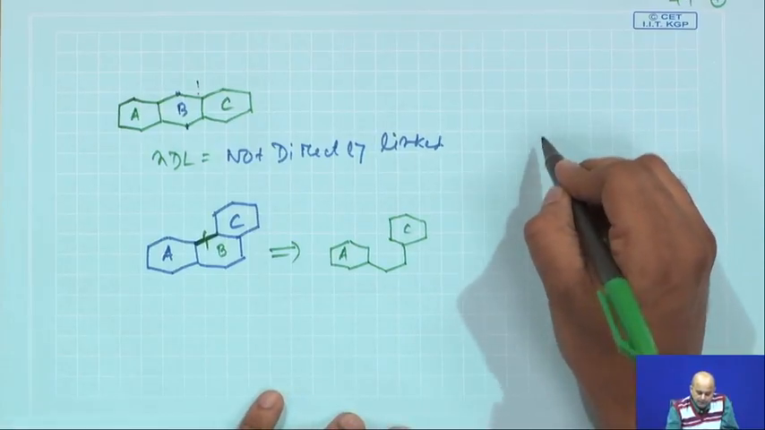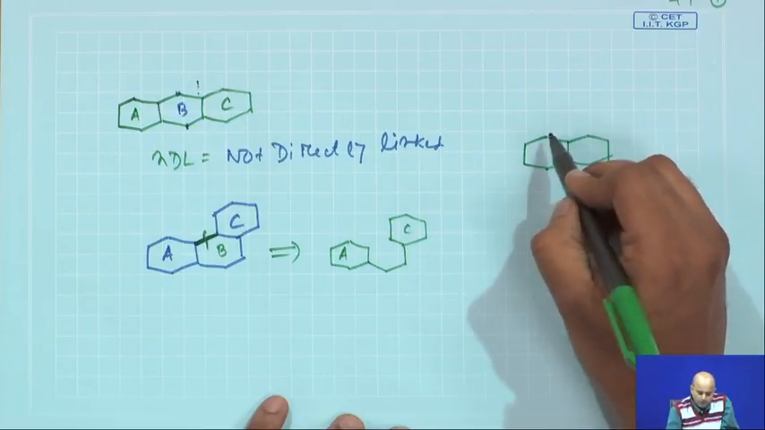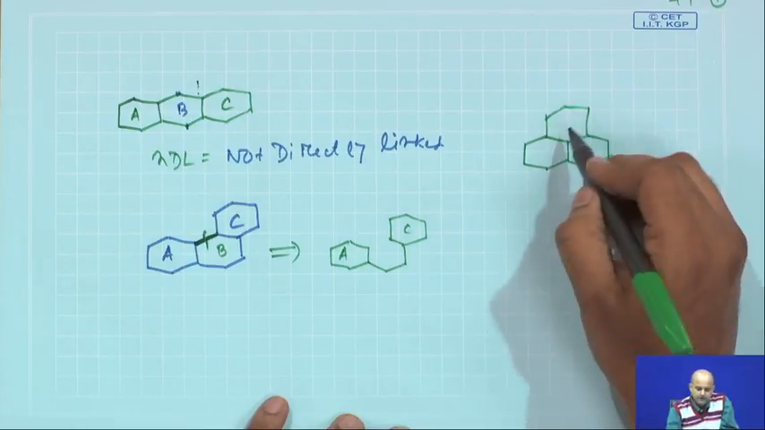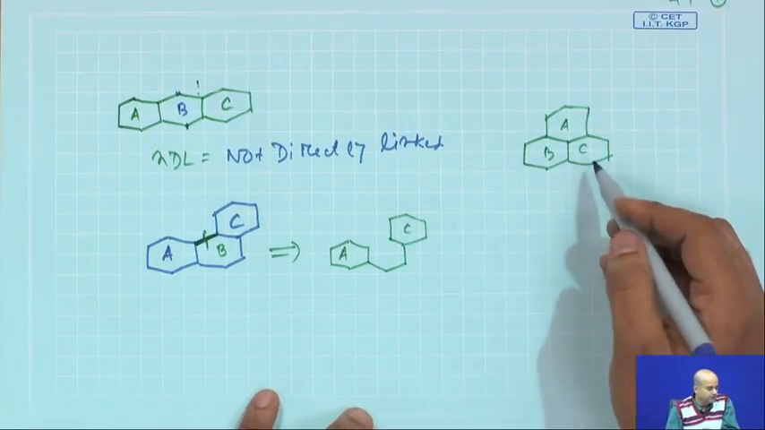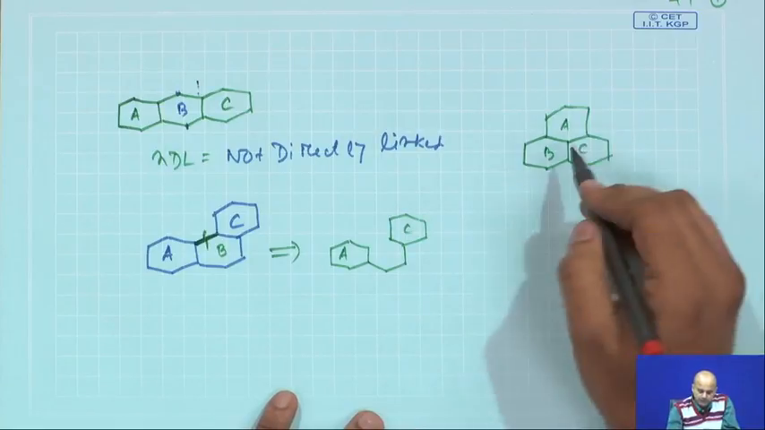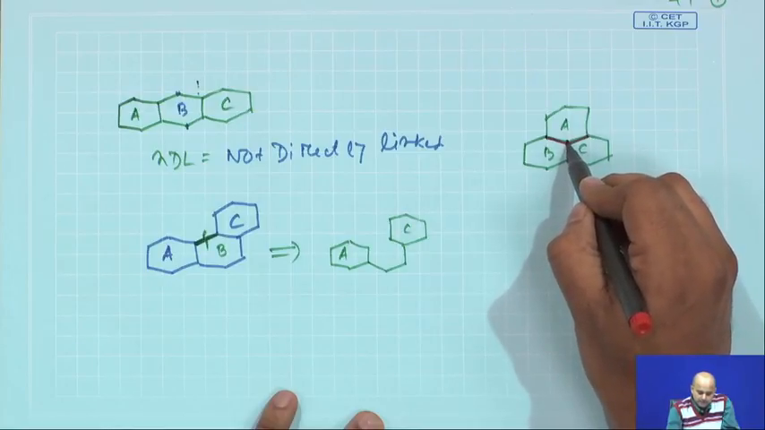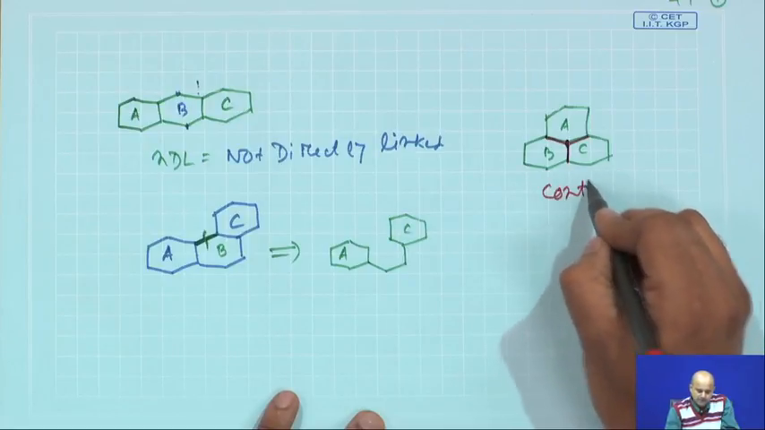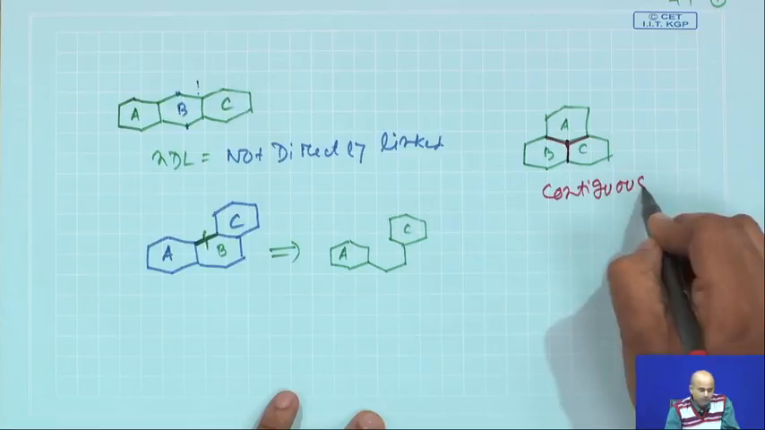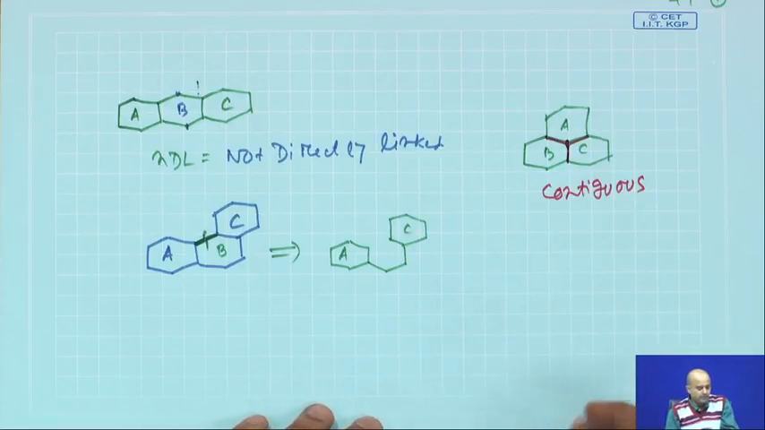Sometimes rings have a common bond altogether, like this kind of topology. ABC rings, we can call these rings contiguous. Contiguous means this particular point is common to all the rings, and these rings are named contiguous rings. Now, you will find many natural products having this kind of contiguous structure.